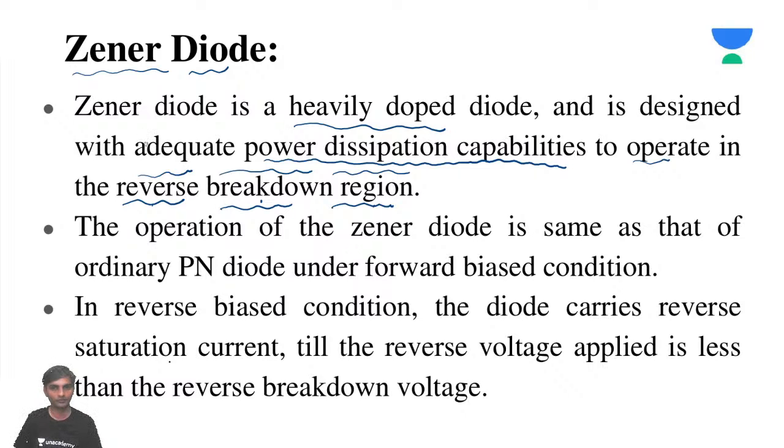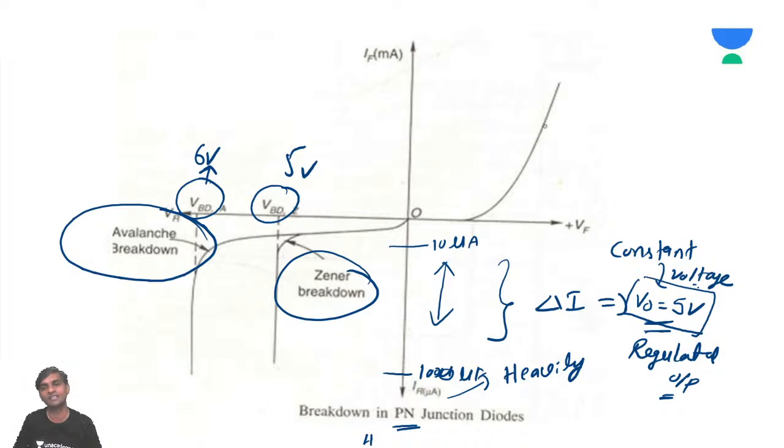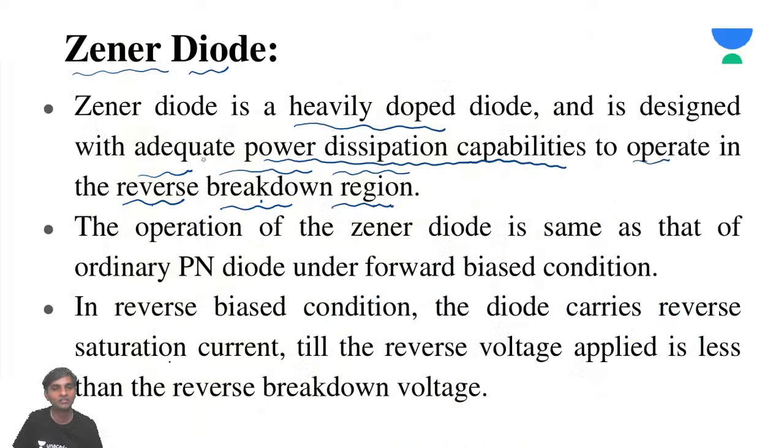So the operation of the Zener diode is the same as that of the ordinary PN junction diode under forward bias. That's what I told you. The Zener diode forward bias characteristics are the same as those of a normal PN junction diode. Under forward bias conditions, no need to worry, very easy.